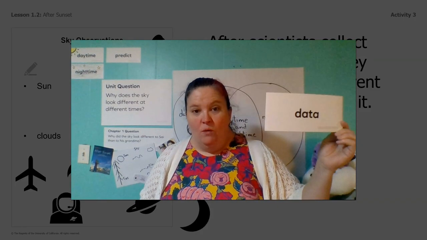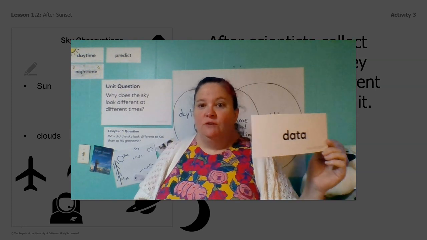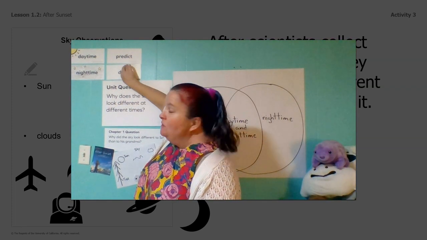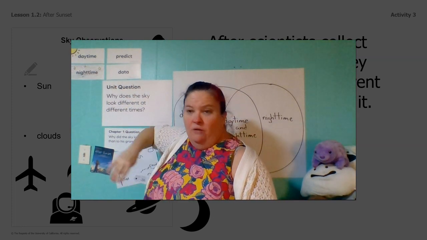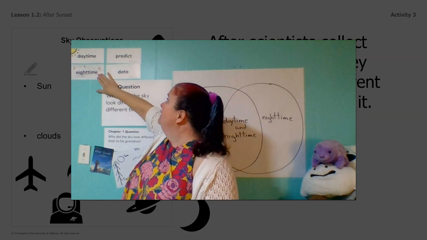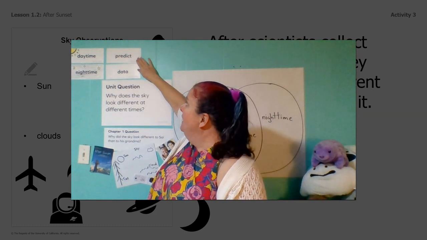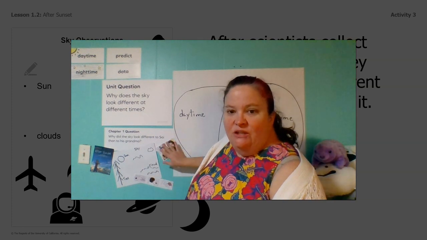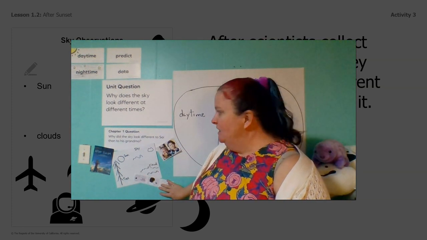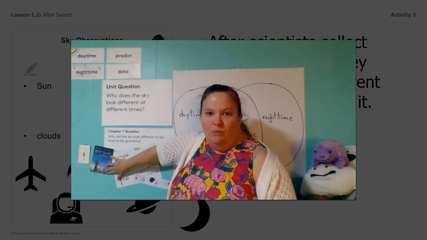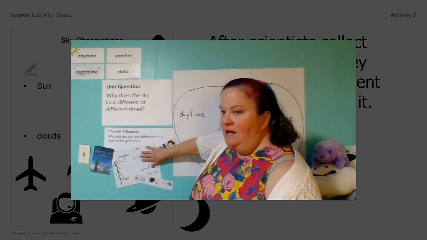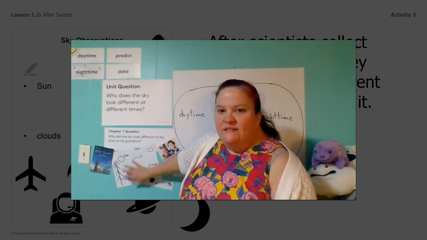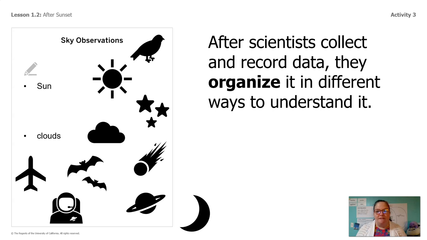Let's talk a little bit about what data is, okay? So first I'm gonna add data to my vocabulary list. I'm gonna add it right here. If you look, we have four words up there already. We have daytime, nighttime, predict, remember that's what we did yesterday, and we have data, right? And data is all of this information that you record and gather during an investigation. So all of that information we got from our book After Sunset, that's data. Our sky observations in the morning and the afternoon, that's data, right? All of this stuff that we've gathered so far is data.